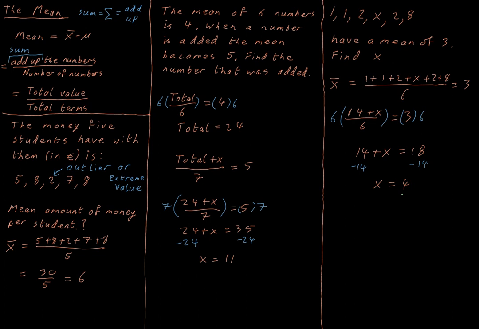And if I was unsure of whether my answer had worked out, I could sub that in and show that I got a mean of 3. So if I added up all of my numbers with x being 4 divided by 6, do I get the number 3? And that allows me to quickly check whether I made a mistake. So that is what we need for the mean.